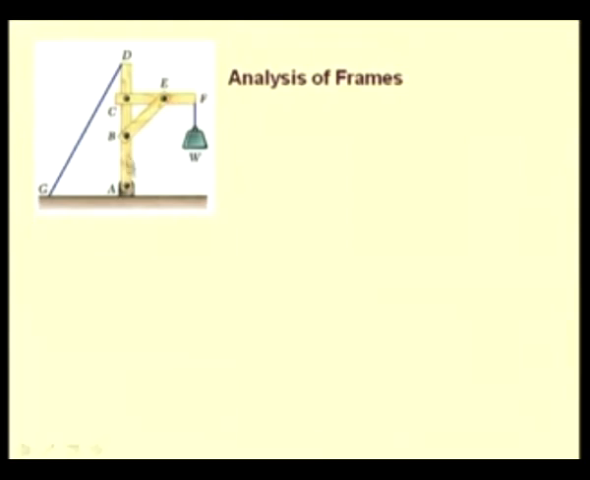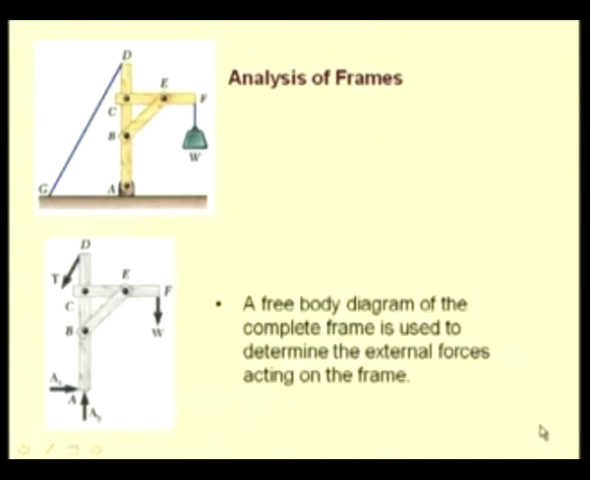So, here we have this frame A, B, C, D, E, F with applied load at F and reactions at A as well as at D. So, let us construct the free body diagram. We have shown at A the two components of the pin reaction, AX and AY, and at D we have the force in the string GD, that is T. We know that this force T is of unknown magnitude but known direction.